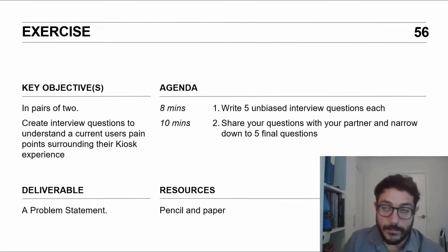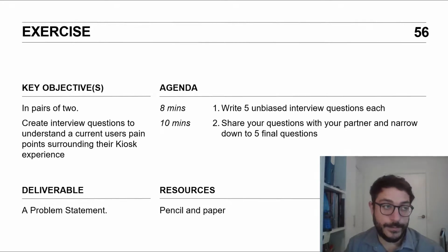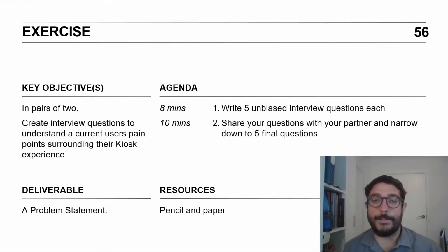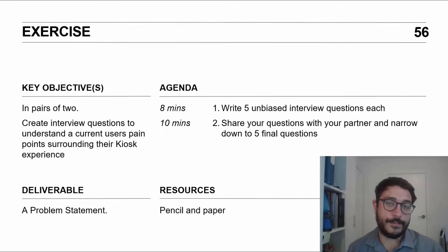What do you need? A problem statement. So think about a problem that you want to talk about. Perhaps poverty, perhaps a bad smell in your dormitory. Perhaps you want to talk about how they go shopping. You want to ask them about their favorite food. And what are the resources in this case? Pencil and paper.